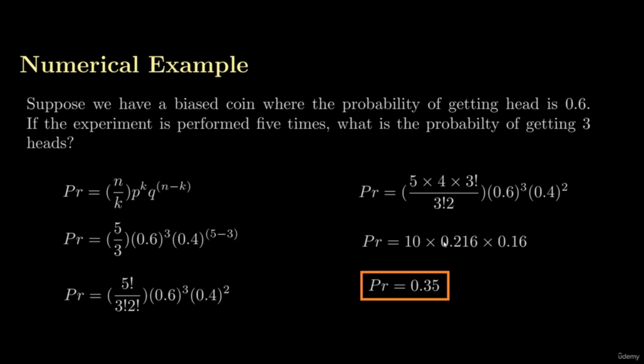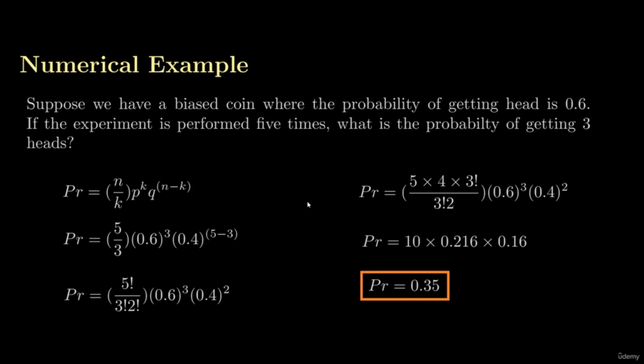I will get 0.216 from here and 0.16 from here. And the final probability is 0.35. What is this probability explaining? It means if I perform the experiment 5 times, that is, if I flip a biased coin 5 times, the probability of getting 3 heads is 0.35.